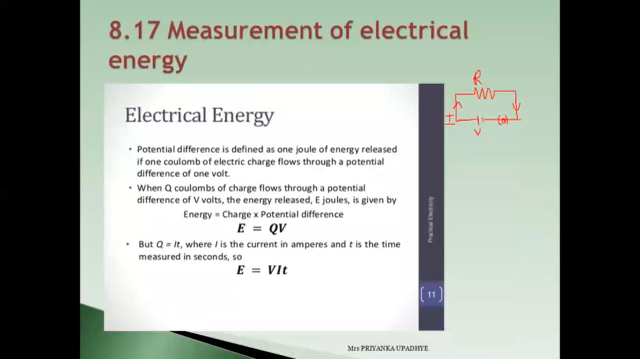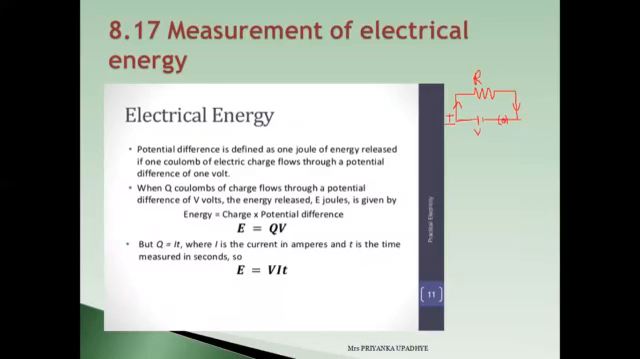Next we have measurement of electrical energy. Here, current I is flowing through a conductor of resistance R, and a potential difference is connected across the circuit. This potential difference helps the unit charge to move from one end to another, that is, flow of charges is possible from excess of electrons to deficit of electrons. Now we have to find the amount of electrical energy supplied by the source.